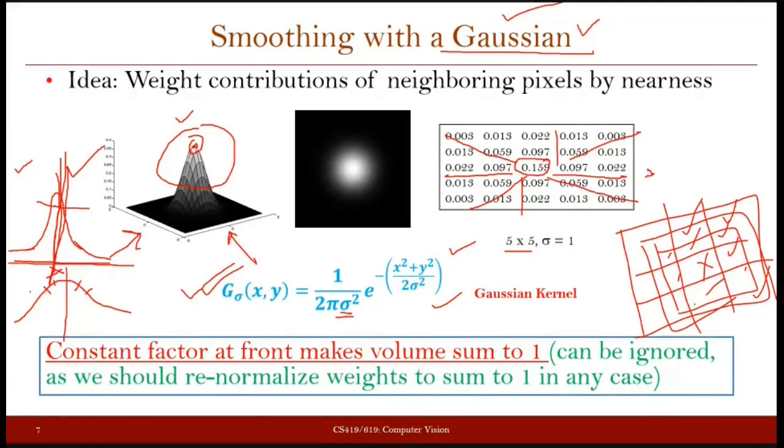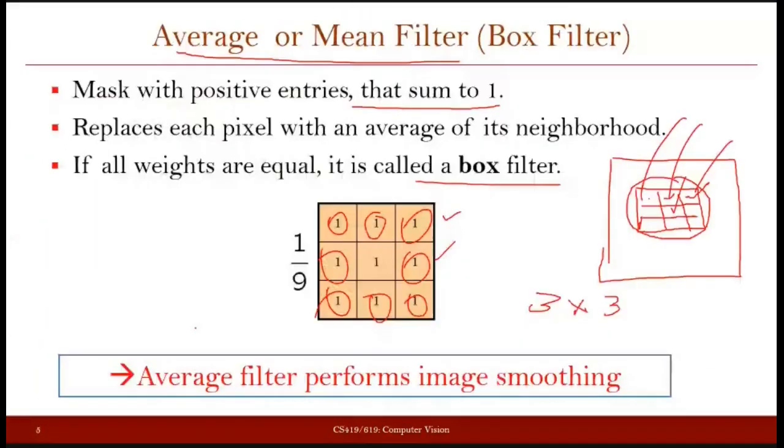But when your sigma becomes infinity, you will see that this curve becomes almost a flat curve, and it will give almost equal importance to all the neighbors. So in some sense, when sigma becomes infinity, this Gaussian filter turns out to be the average filter, because in the average filter also the importance given to all the pixels is the same.